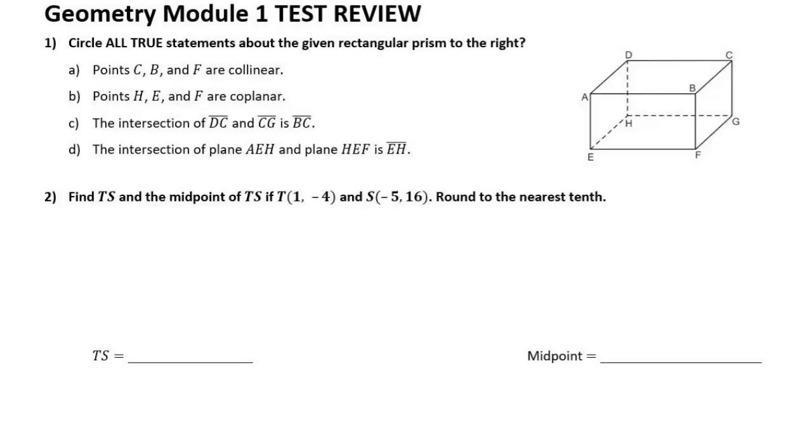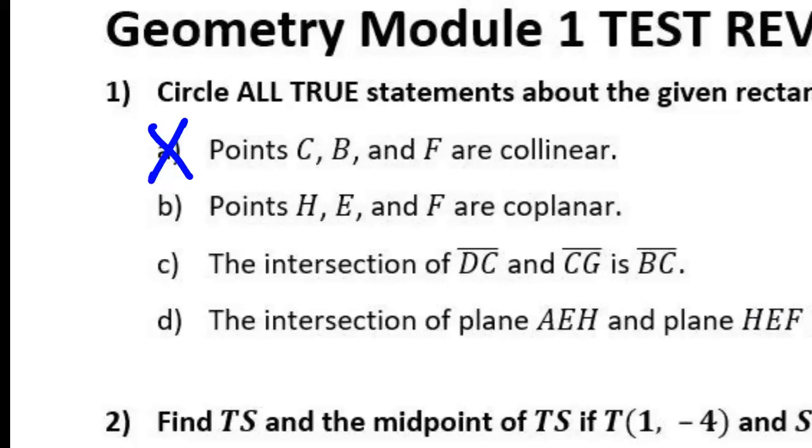It says points C, B, and F are collinear. What does collinear mean again? All on the same line, yes. And it said C, B, and F. So C would be like this point back here, B would be here, and F would be down here. Are those 3 points all on the same line at the same time together? No, it has to go around a bend, and so they're not all on the same line together. So A is not correct.